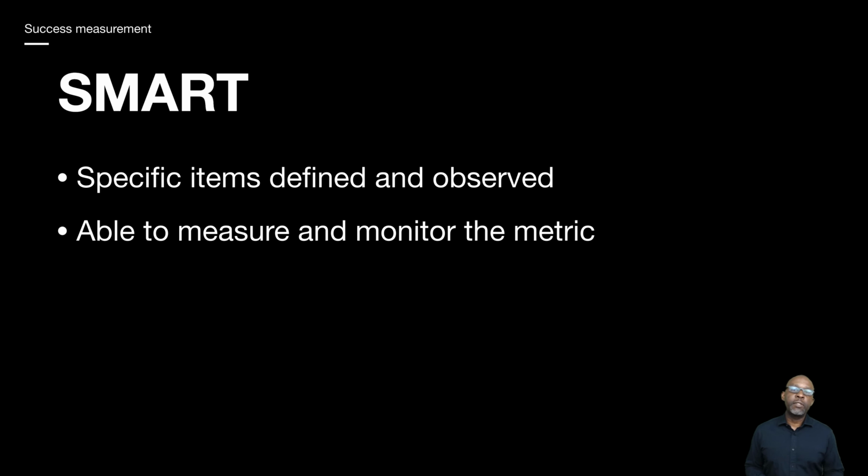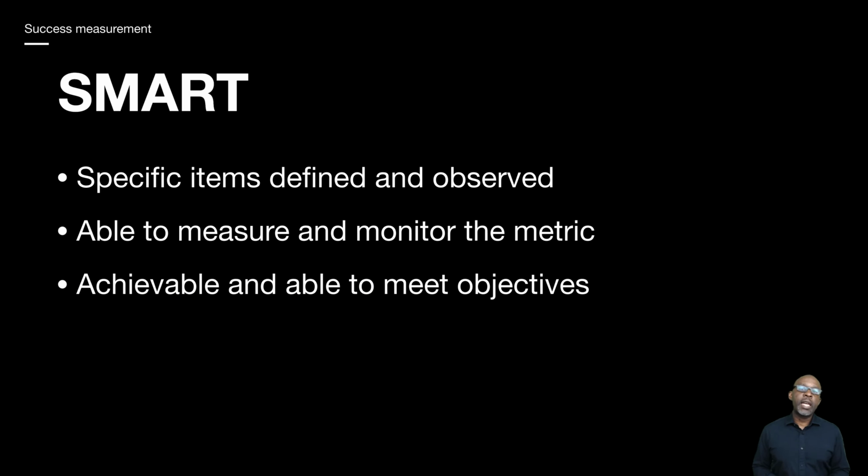The M stands for measurable. We need to be able to measure and monitor the relevant metrics that we define. And the A stands for achievable. The metrics need to be achievable and it should enable us to meet our objectives.